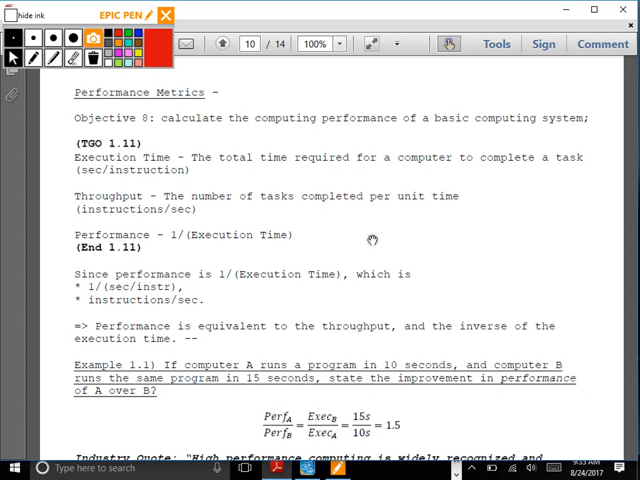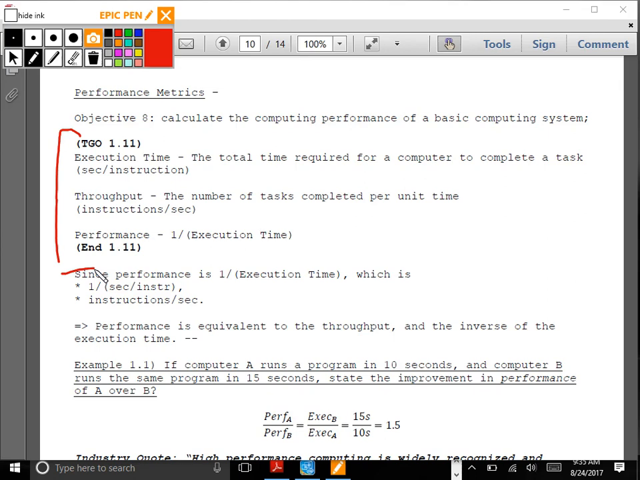you need to be able to understand what performance is. So we're going to be going over the details of what performance actually is, what execution time is, what throughput is, and how you can start to design a computing and advanced digital system to improve computing performance. The first three concepts, which are all related to each other in TGO 1.11, are execution time, throughput, and performance.